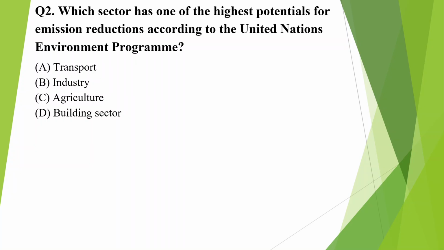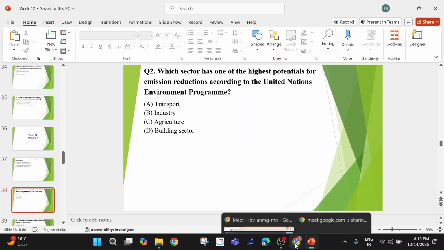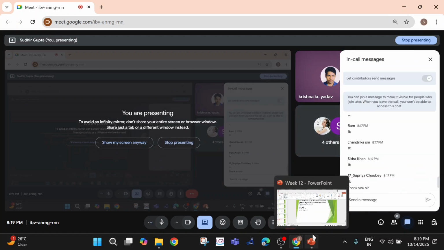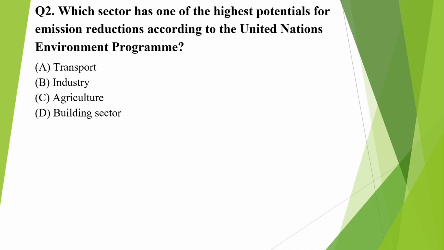Here is the second question, and let me see who can answer to the second question. Let me first project so that you can read the question and answer. The second question is asking you all which sector has one of the highest potential for emission reduction according to the United Nations Environment Program, UNEP.